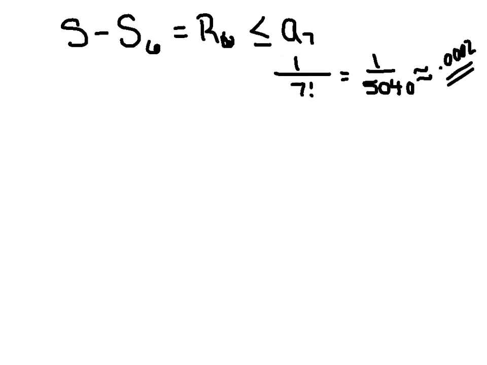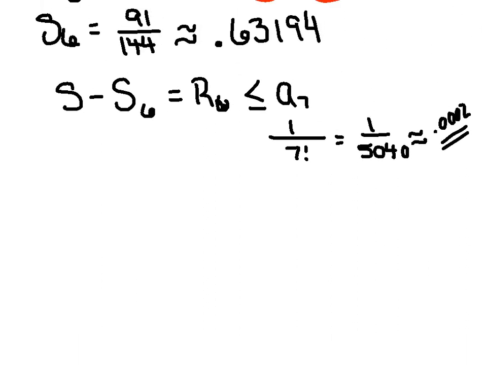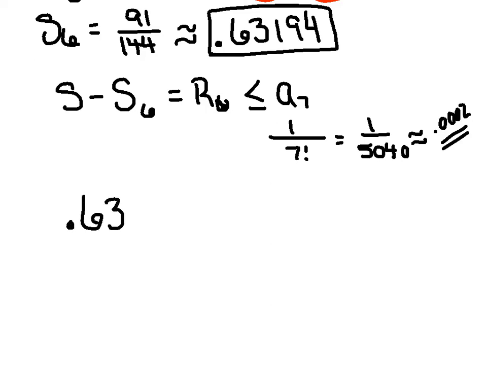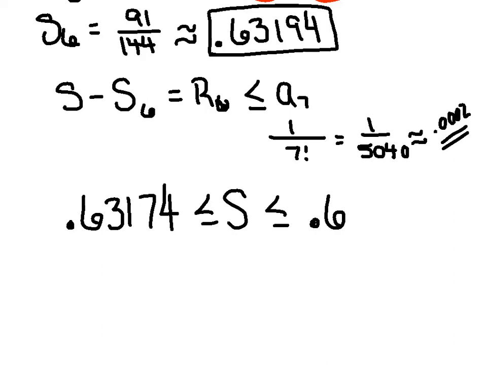We were approximating that the real sum was pretty close to that number, so it could be 2 10,000ths less than that or greater than that. So I'm going to subtract 2 10,000ths and get 0.63174, and then add 2 10,000ths and get 0.63214. We know that the true sum is somewhere within that itty bitty interval. How impressive is that?